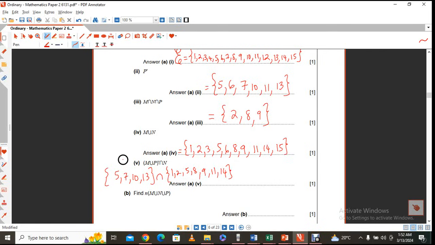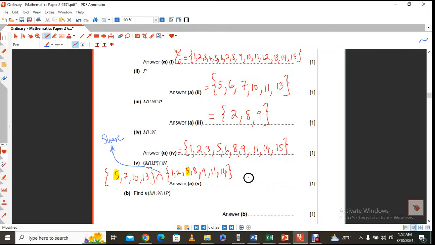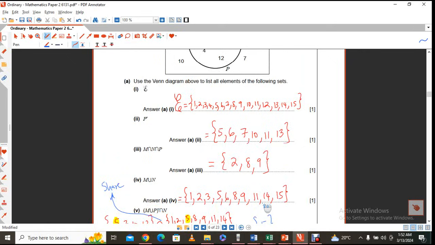Okay, right. What does this intersection refer to? The intersection refers to, think of it as, what do they share? And you will see that they share a 5 only. It's only a 5 that they share. So the answer to this particular question, but put it in curly brackets, would therefore be the element 5. Does that make sense to you?